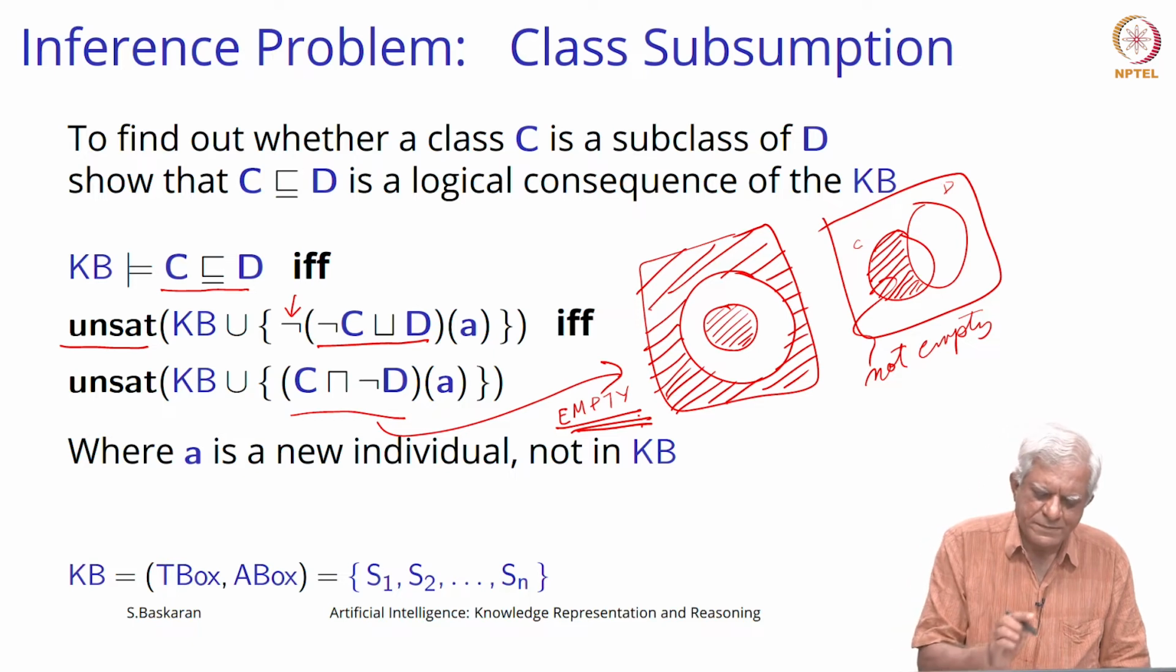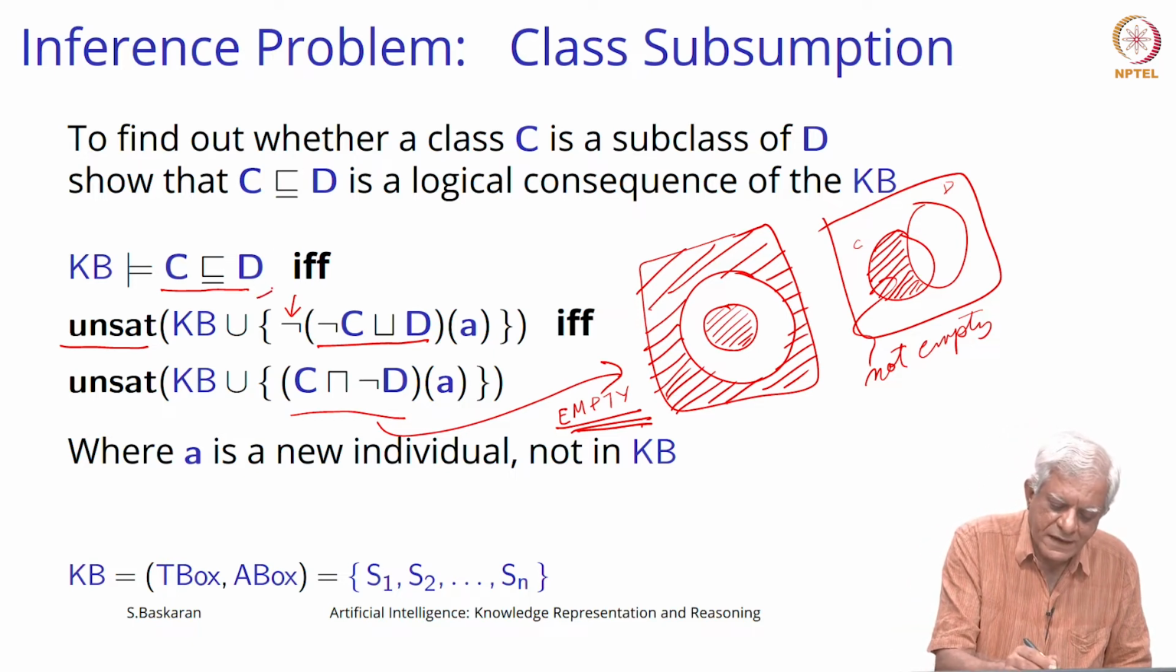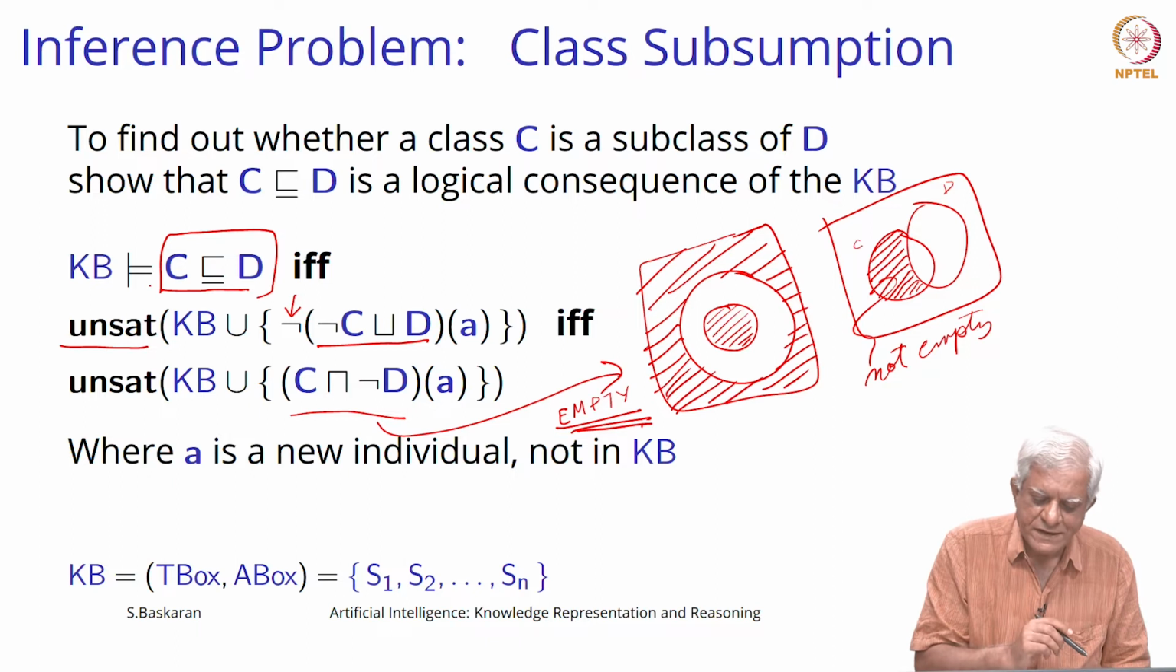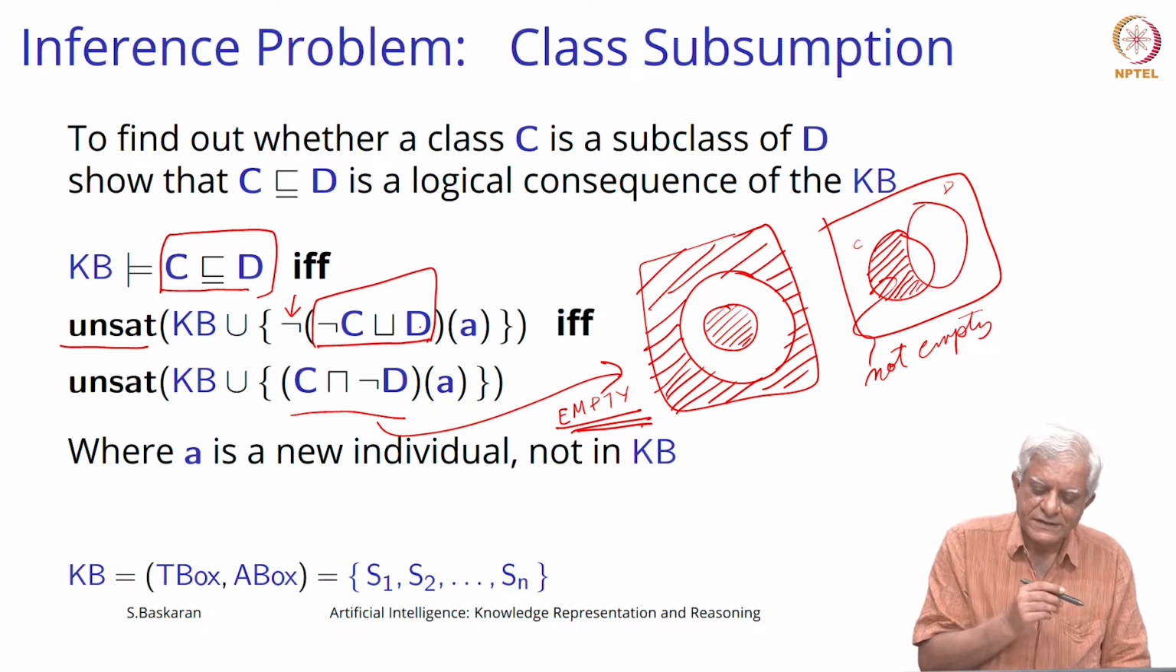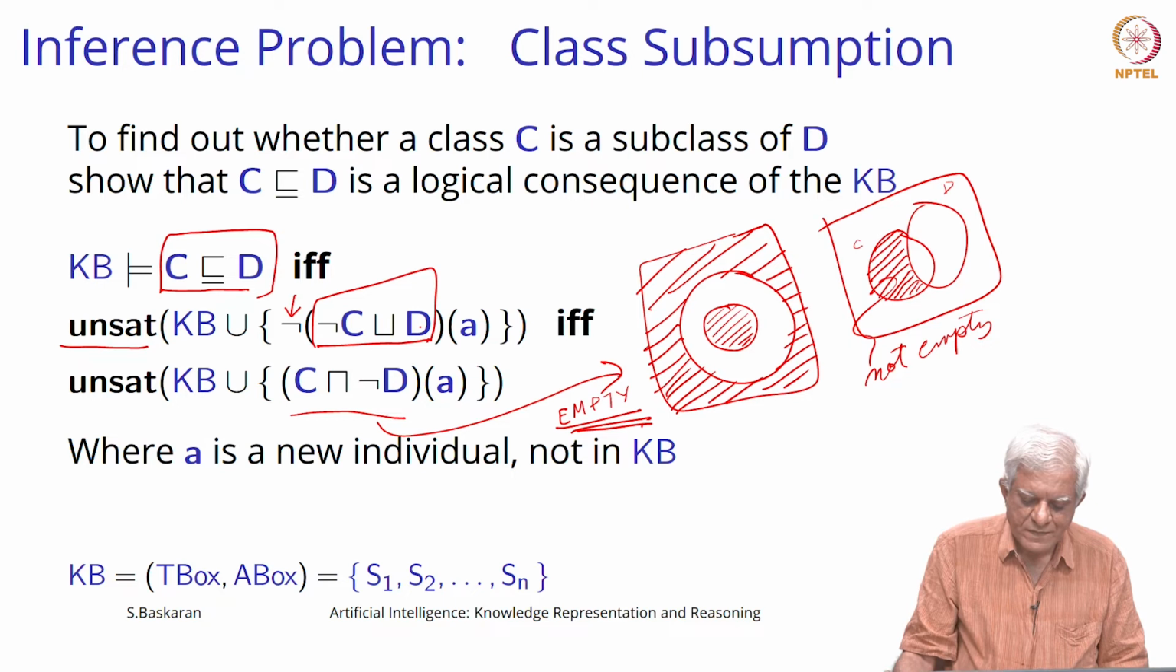So, that kind of explains the rationale behind taking a sentence like C is subsumed by D and replacing it by this sentence, and showing that this sentence is unsatisfiable, or the negation of that sentence is unsatisfiable.